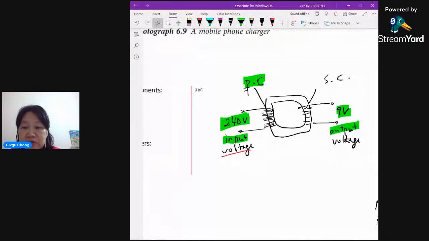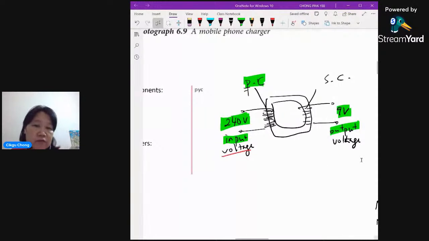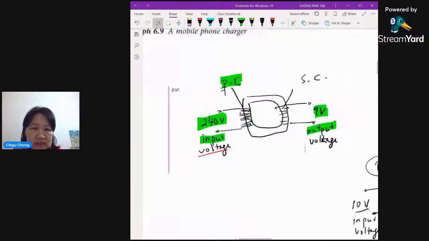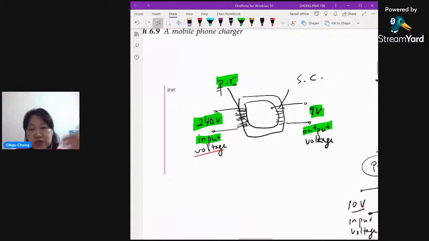Is it an increase or decrease of the voltage? This transformer, does it increase or does it decrease the voltage? Okay, so this is PC, primary coil. The other side will be secondary coil. Okay, I'm waiting for your reply.